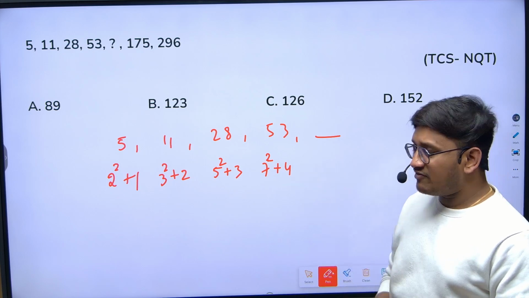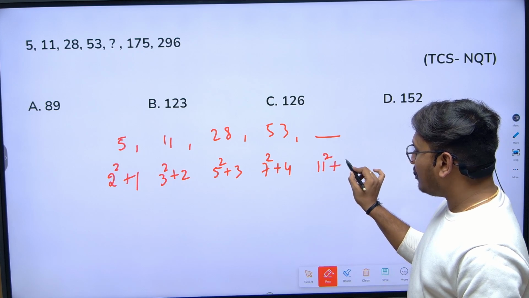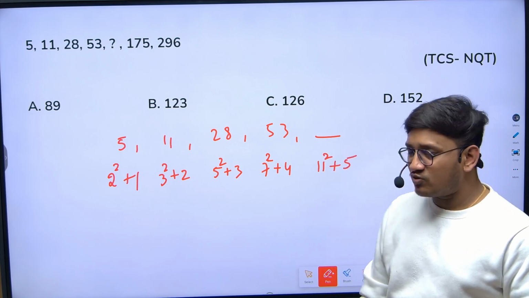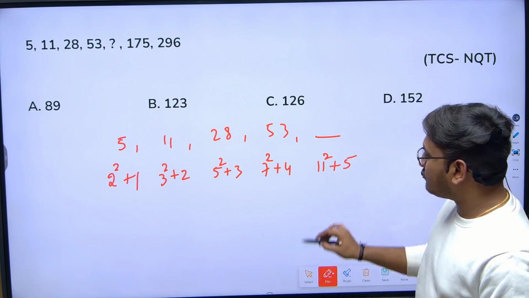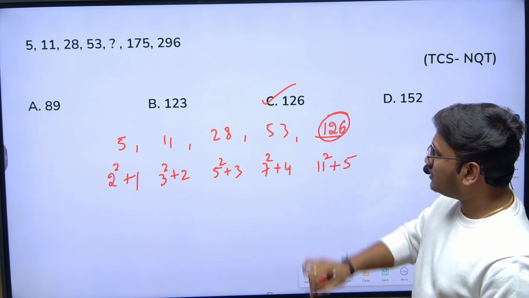What comes after 7? Which prime number? Yes, of course it is 11. So 11 square plus 5. So 11 square is 121. 121 plus 5 is 126. Okay, so the answer is 126.